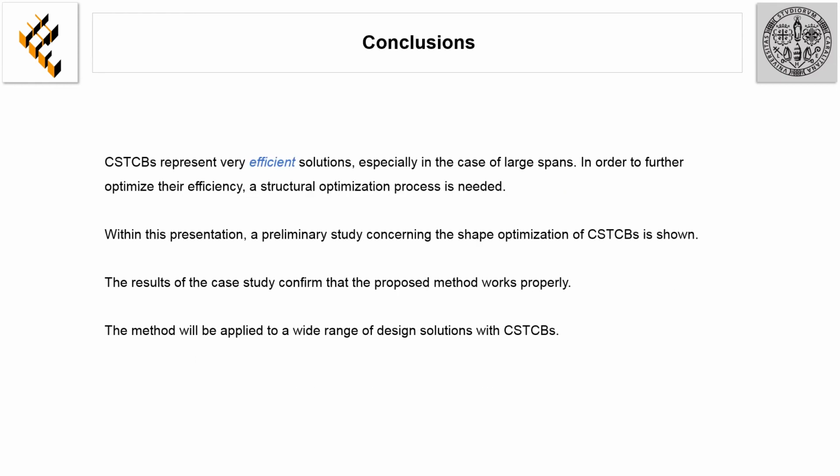In conclusion, we can say that composite steel truss concrete beams represent very efficient solutions, especially in the case of large spans. In order to further optimize their efficiency, a structural optimization process is needed. Within this presentation, a preliminary study concerning the shape optimization of composite steel truss concrete beams is shown. The results of the case study confirm that the proposed method works properly, and it will be applied to a wide range of design solutions for this type of beams.